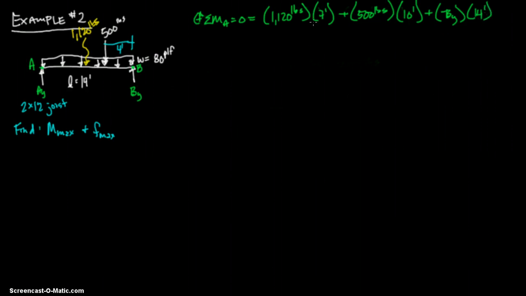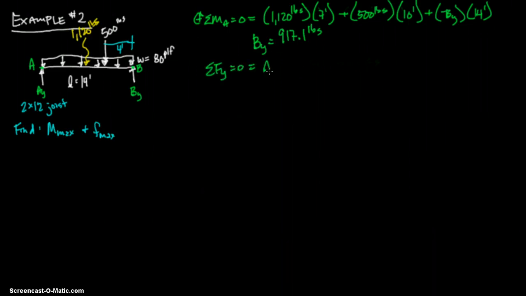And let's go ahead and solve. 1120 times 7 plus 500 times 10, divided by 14. And we have BY equals 917.1 pounds. And then we want to sum the forces in the y direction.